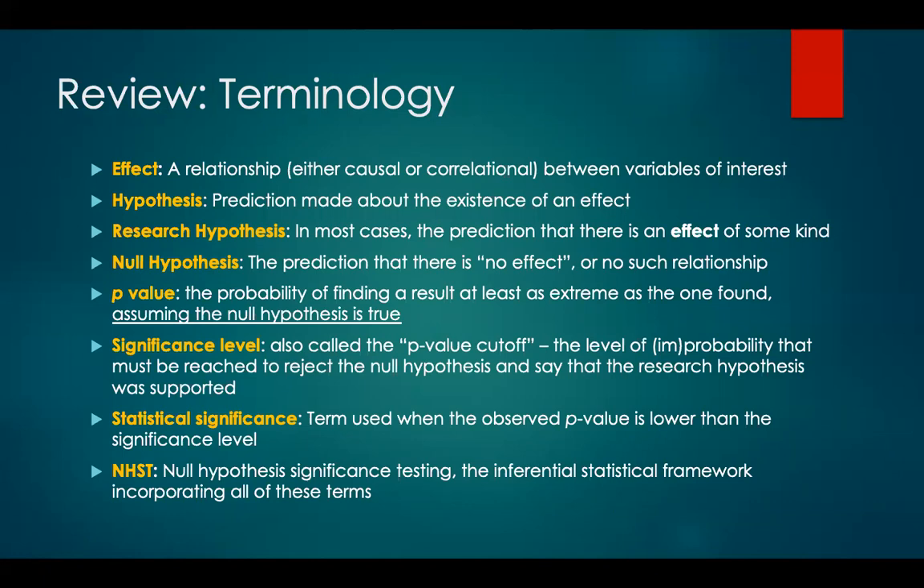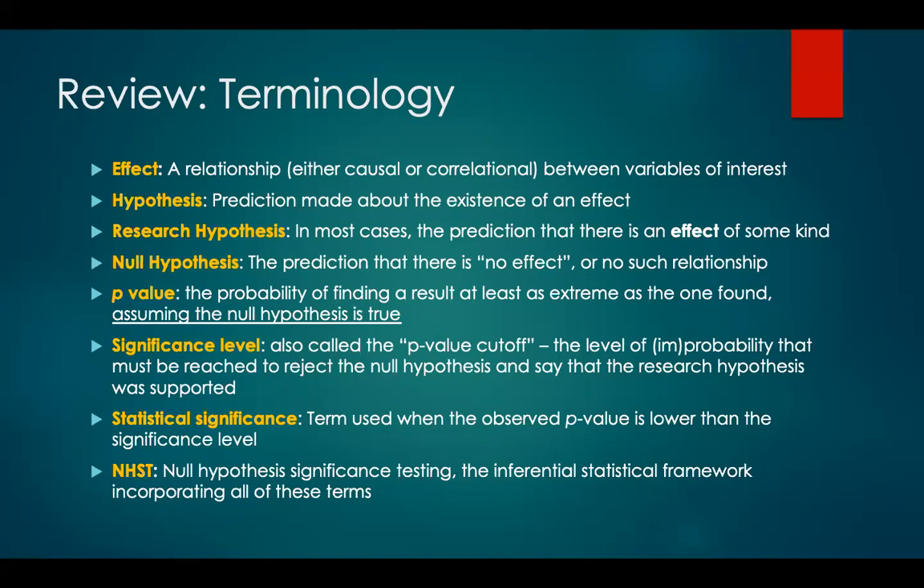An effect is a relationship, either causal or correlational, between particular variables of interest. A hypothesis is a prediction made about the existence of an effect. A research hypothesis, in most cases, is the prediction that there is an effect of some kind. A null hypothesis is the prediction that there is no effect or no such relationship. The p-value is the probability of finding a result at least as extreme as the one we found, assuming the null hypothesis is true.